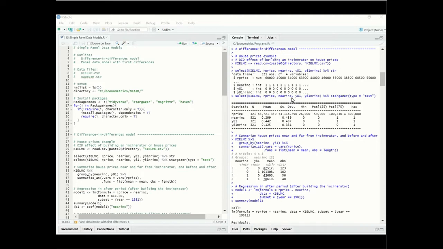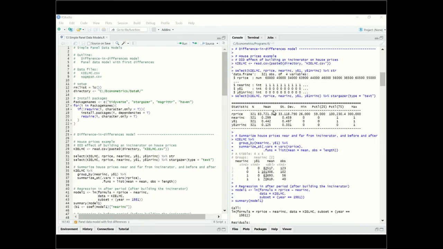and this is how the first few observations of the data look like. These are the house prices for these different houses. We have whether or not the house is near the incinerator, 1 if it's near the incinerator and 0 if it's not. Year 81 would be equal to 0 for the year before and 1 for the year that is 1981. And then Y81 times near the incinerator would be basically a multiplication of these two dummy variables.